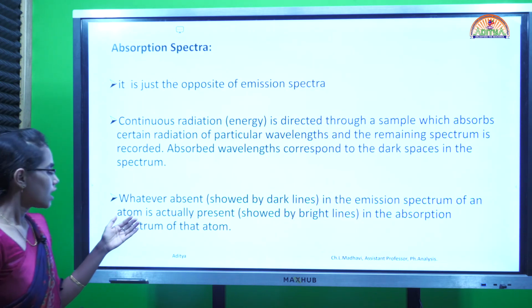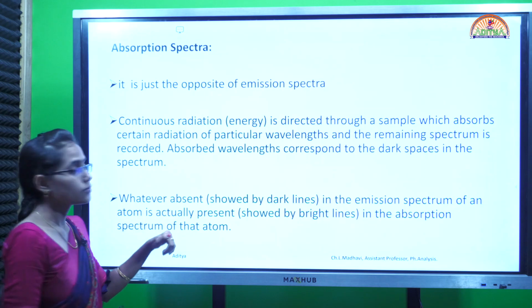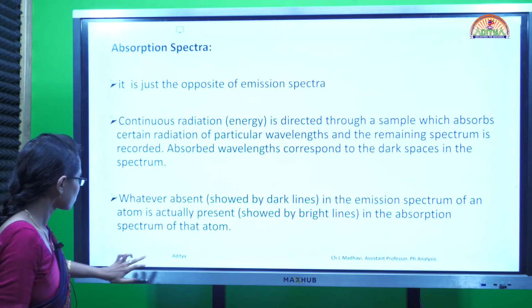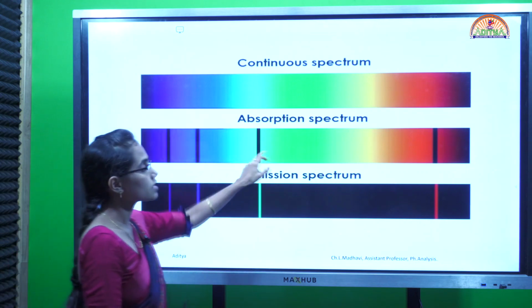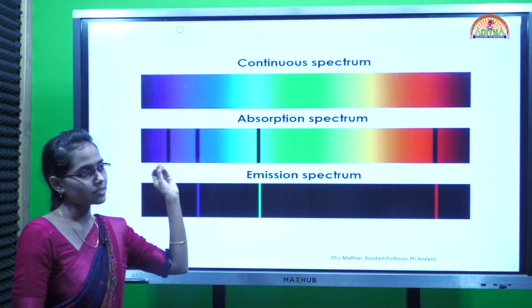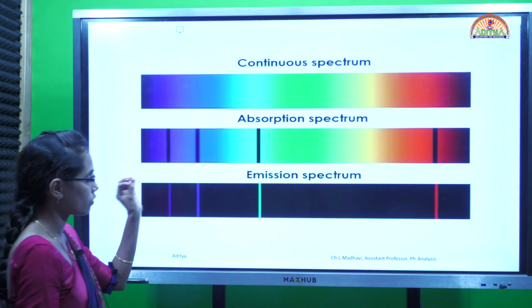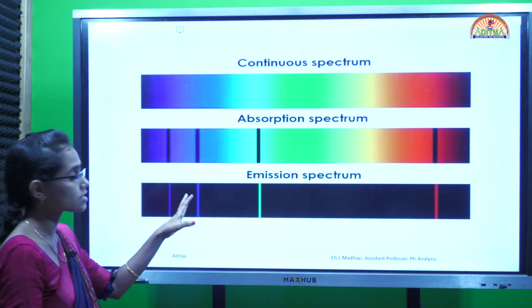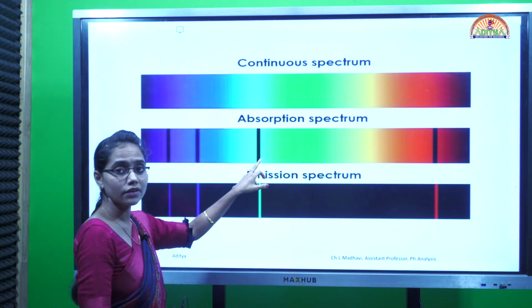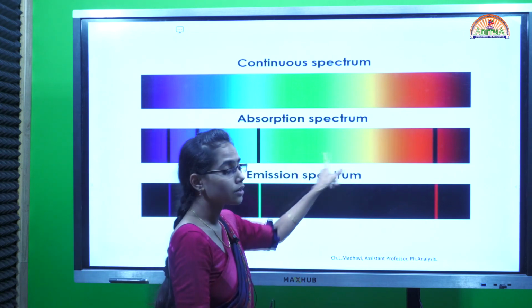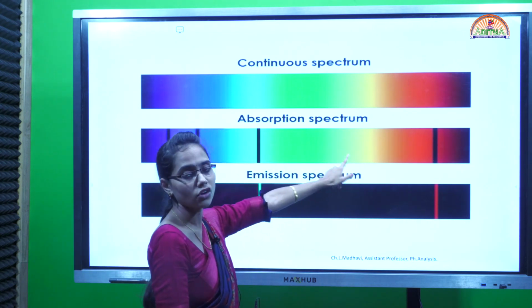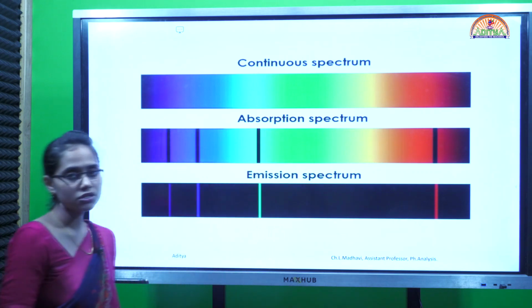So here in the absorption spectrum, let us see a picture. Whatever is unabsorbed, when a sample is bombarded with radiation or when radiation is passed onto a sample, some of it will be absorbed, and that absorbed radiation will be seen as dark lines, and the remaining unabsorbed will be seen as bright lines, and that constitutes the absorption spectrum.